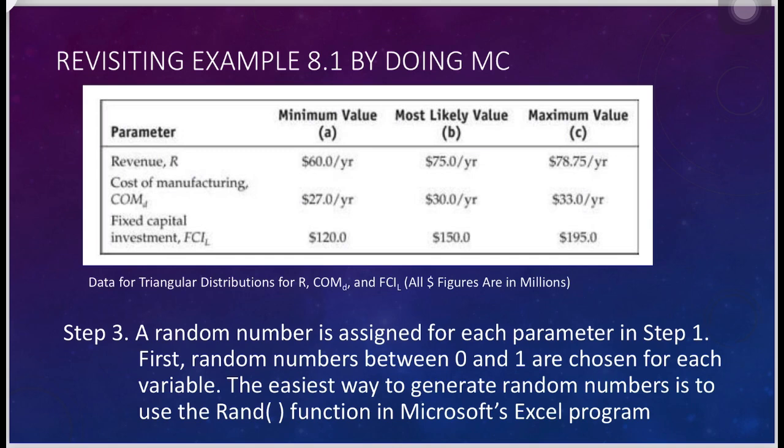So a random number is assigned for each parameter in step 1. First, random numbers between 0 and 1 are chosen for each variable. So the easiest way to generate random numbers is to use the RAND function in Microsoft Excel. Okay.